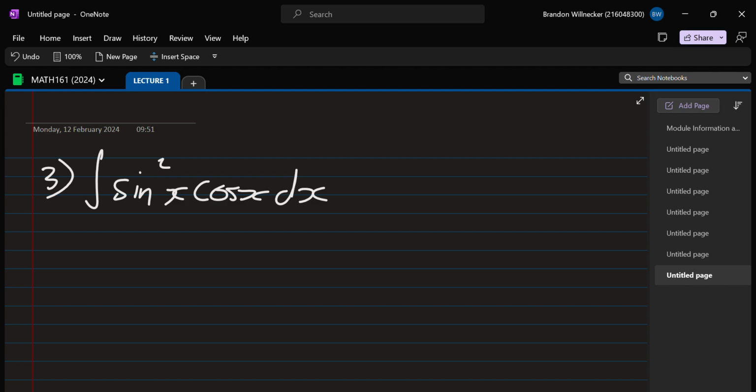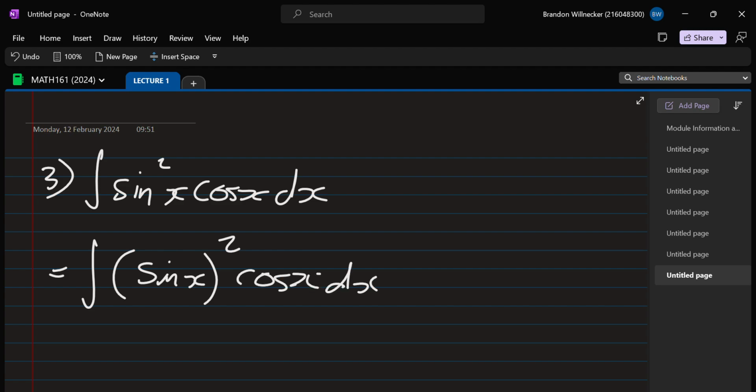Now sine squared cos x, it doesn't look like we have an inside function or outside function. But remember, sine squared written like that is just shorthand for that composition. So we can write this as the integral of sine x alone, squared, cos x dx. Now maybe that looks a bit more obvious. We've got an outside function, something squared, and an inside function, sine. It's exactly the same as sine squared as we've written there, but maybe it's a bit more obvious for you. So let u be the inside function.